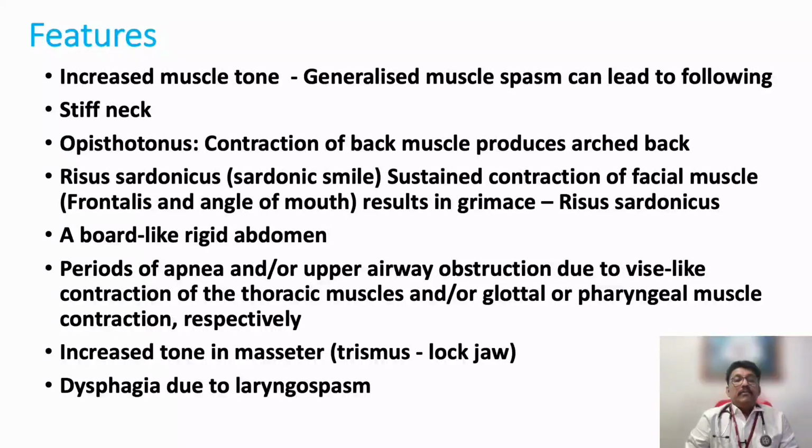Patient can also have apnea, hyperpnea, or pharyngeal muscle spasm. All these things are also seen. Lockjaw is another feature. Dysphagia due to laryngospasm. So this mimics even rabies. Rabies also will have similar types of features, but that will be intermittent. Here it will be persistent.